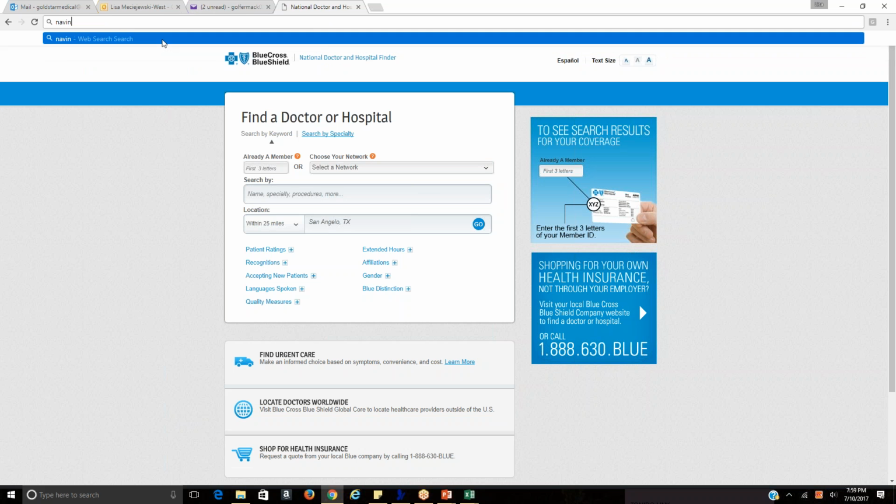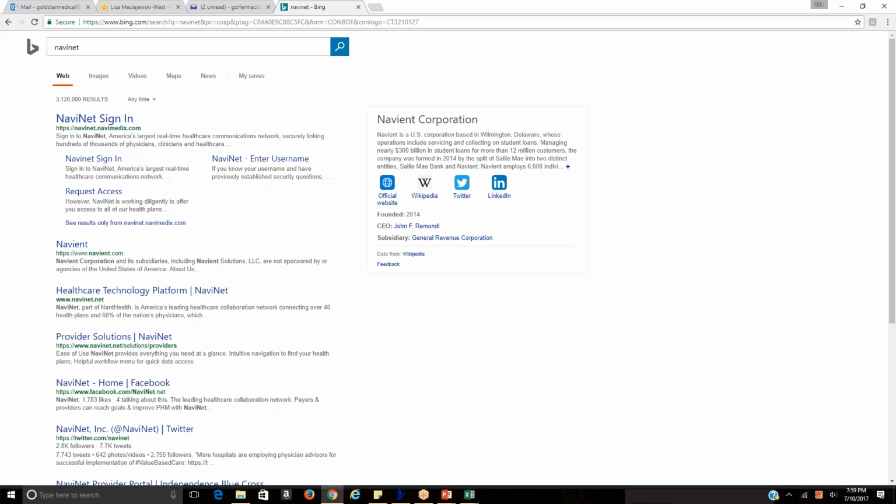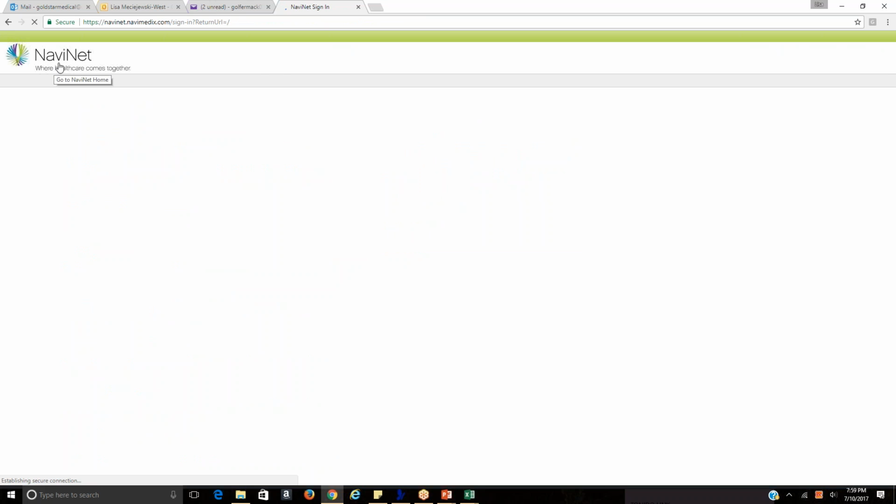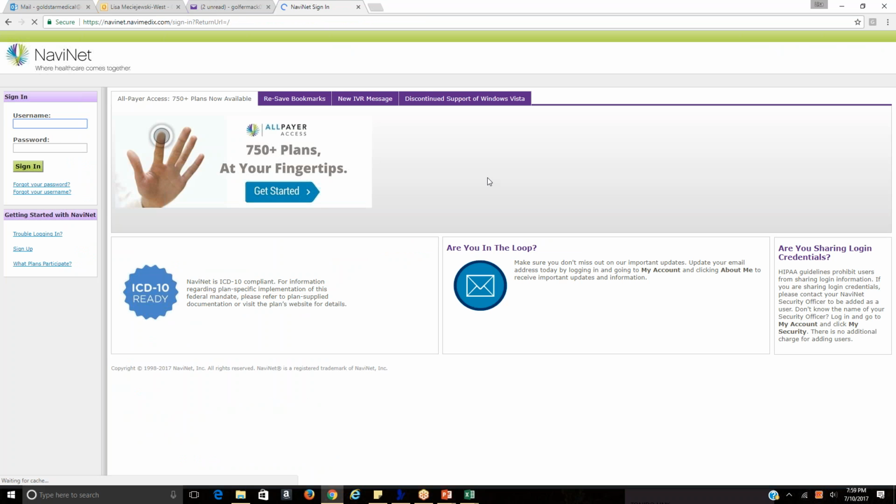So there are also other websites that allow for online verifications and so on and so forth. Something like this, Navinet is one. There's one called Availity. There's just a number of them that you're able to log into to get information about a patient's benefits and find out what is covered and what is not covered.